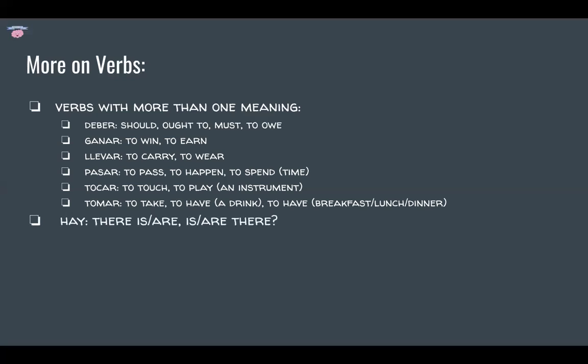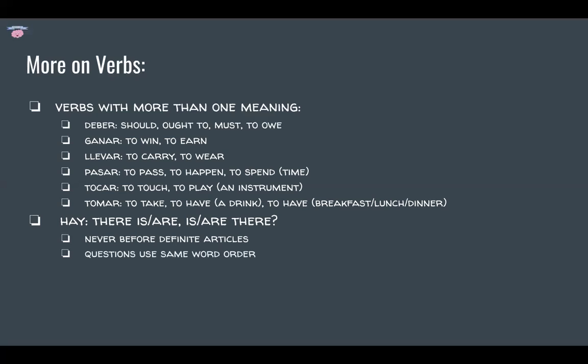And then hay is an important verb, and it means there is, there are, is there, or are there. It's never before definite articles. So instead of saying hay el carro, which means there's the car, you say hay un carro, there's a car.